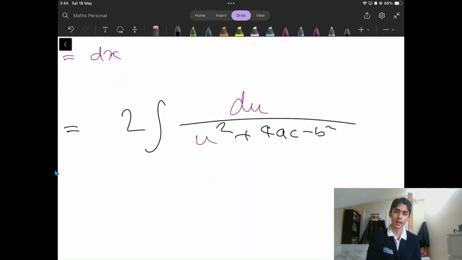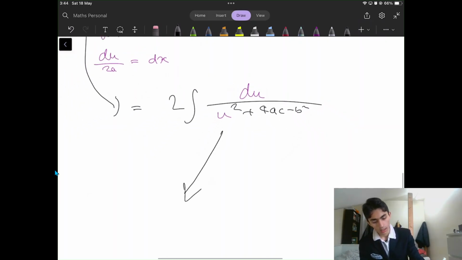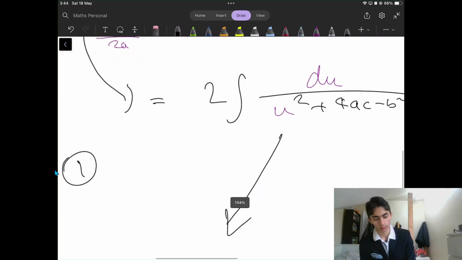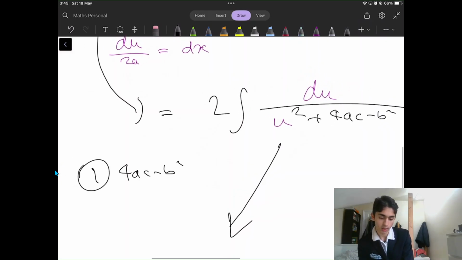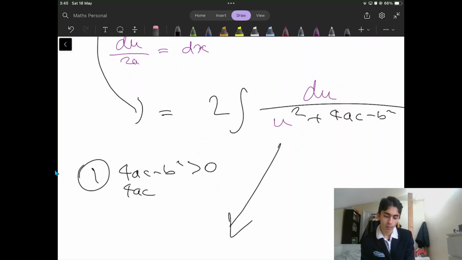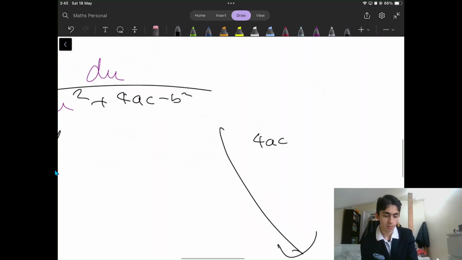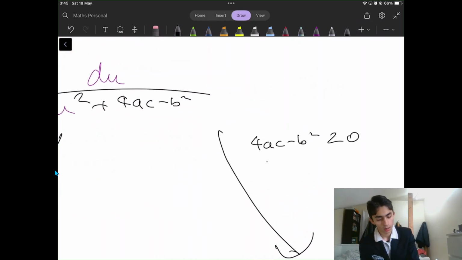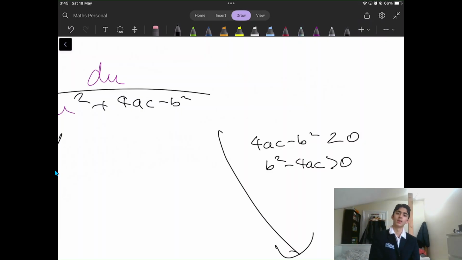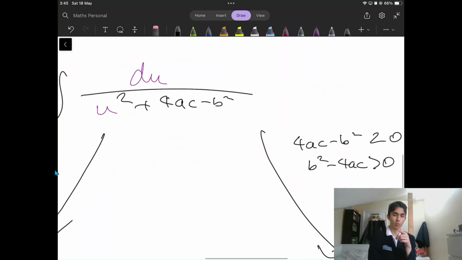I propose an idea where you split the function up into two possible cases, and I'll tell you. So the first case, case number 1, is when 4ac minus b squared is greater than 0. In other words, b squared minus 4ac is less than 0, right? The second case is where we have 4ac minus b squared is less than 0, so b squared minus 4ac is greater than 0, okay? Oh, and quick note, for the case where b squared minus 4ac is equal to 0, we just get the integral of 1 over u squared, which is negative 1 over u, right? So that's something that we don't have to worry about too much.